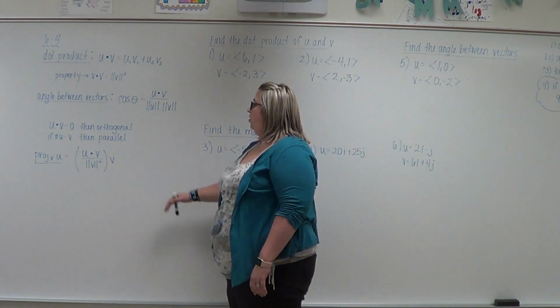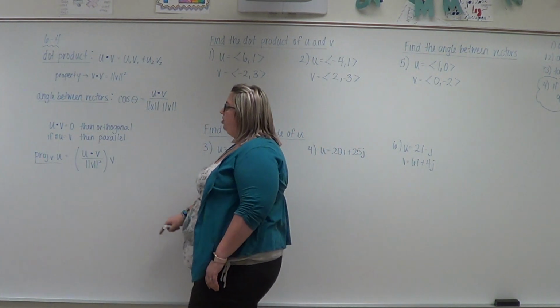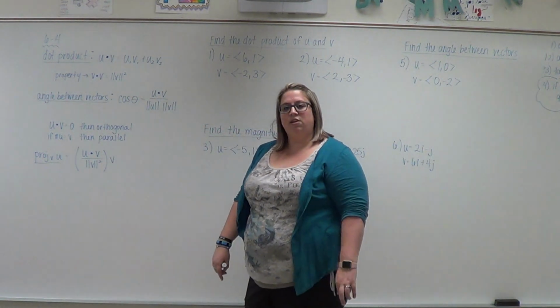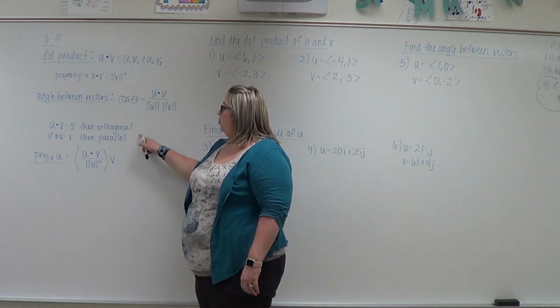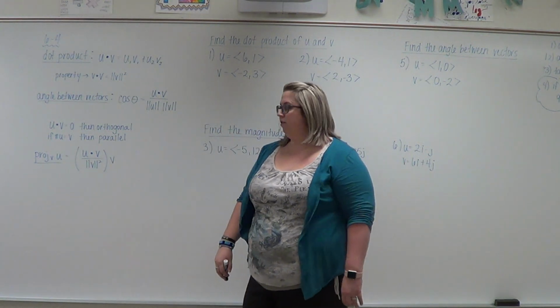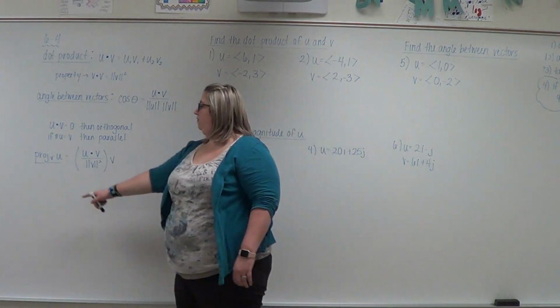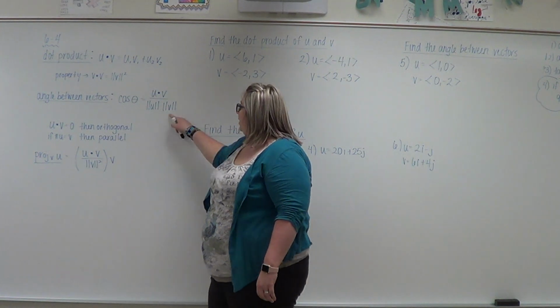The next part talks about whether vectors are orthogonal, parallel, or neither. If it's orthogonal, the dot product is 0. If you can take a number times another vector to get the first vector, that is parallel. If it's neither one of these, then it's neither. And then we'll do projection, the projection of v onto u. This is your formula.